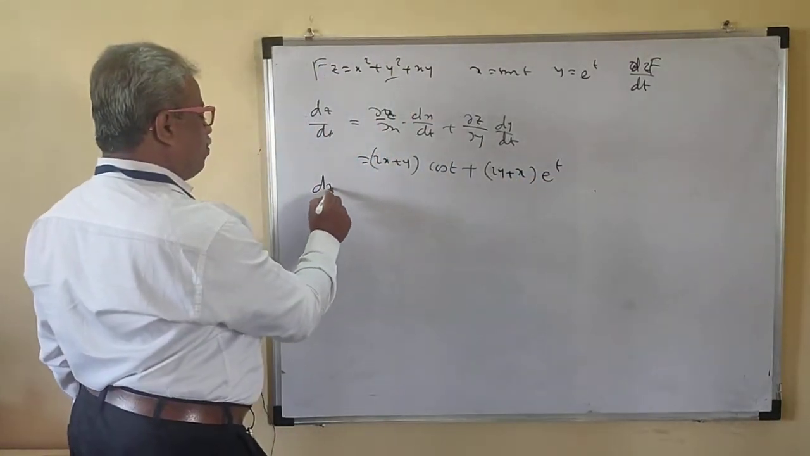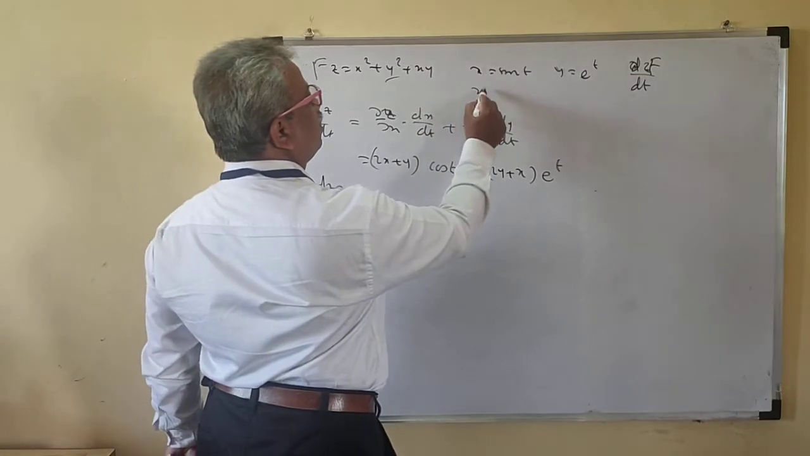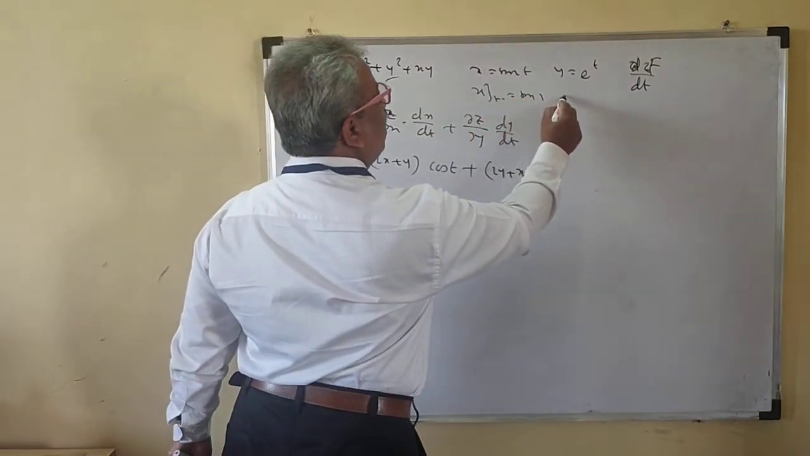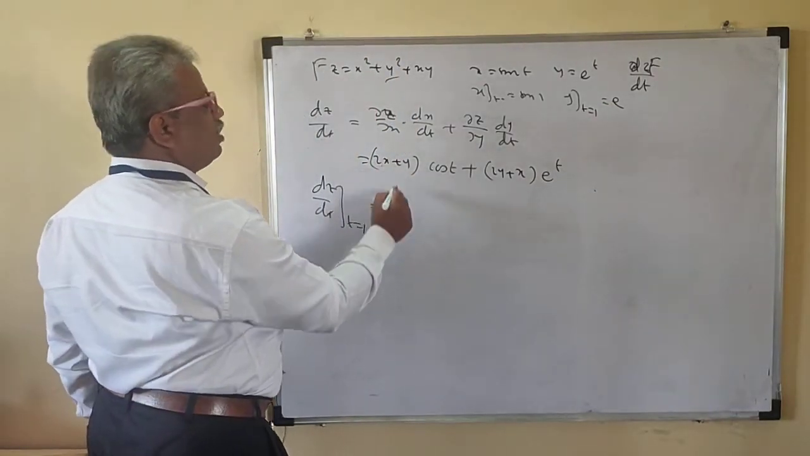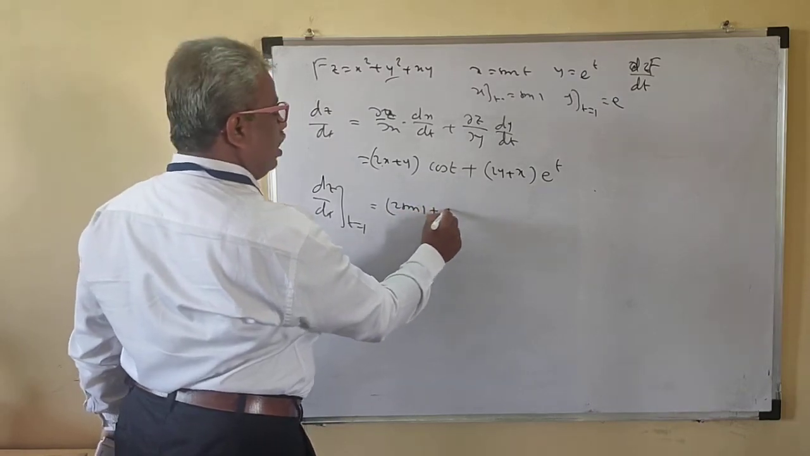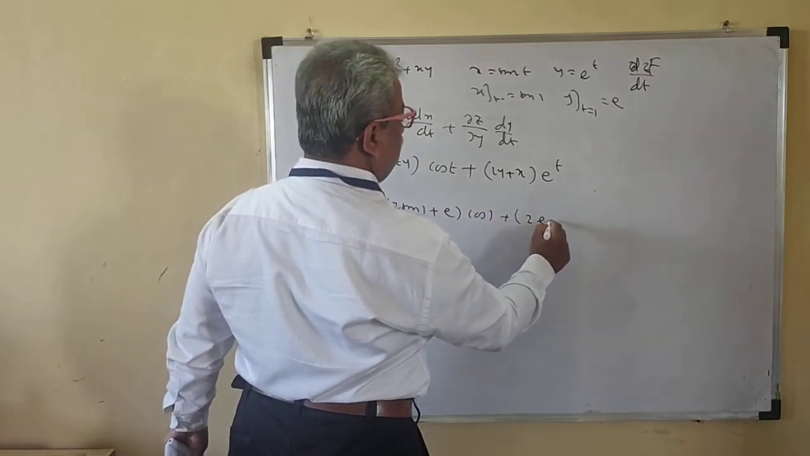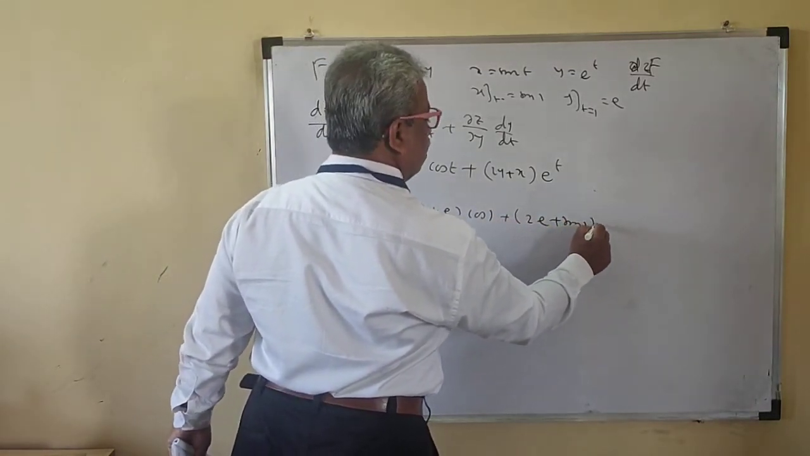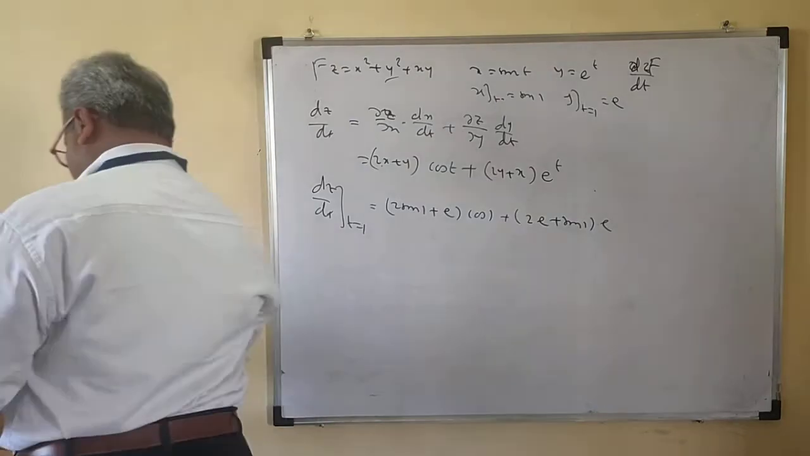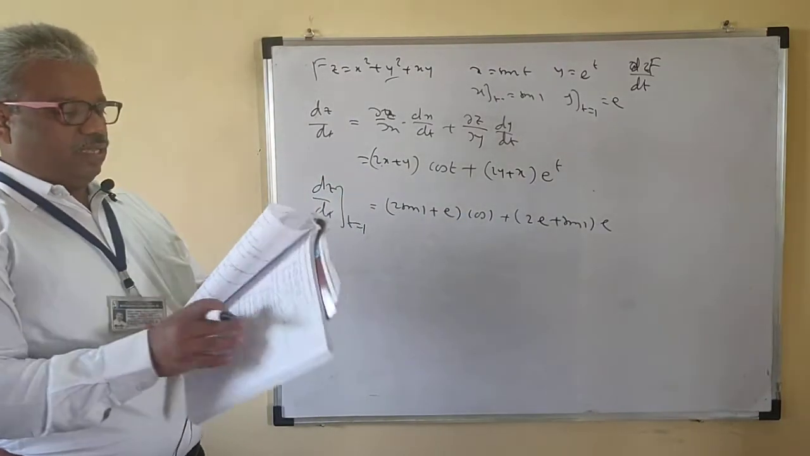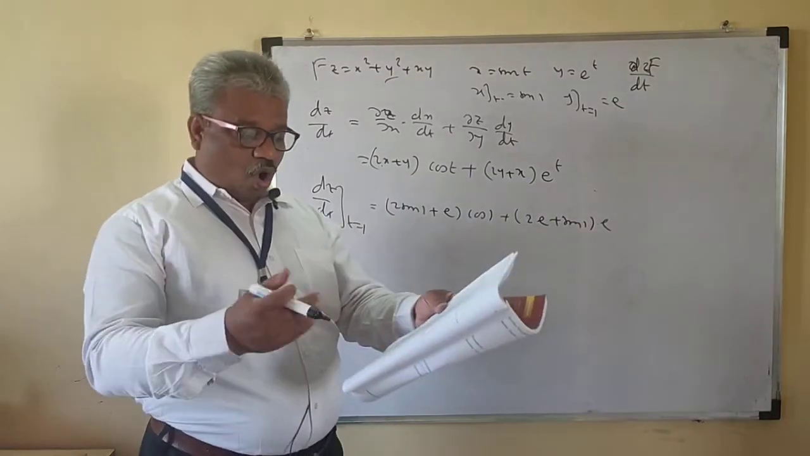If they want dz by dt at t equal to 1, what do you have to do? x at t equal to 1 is sin 1, and y at t equal to 1 is just e. So it is 2 sin 1 plus e, times cos 1, plus twice y plus x, that is 2e plus sin 1, times e. At t equal to 1, this is the value. In this way you can find dz by dt. We have given some examples in the books, so do all the problems on it.